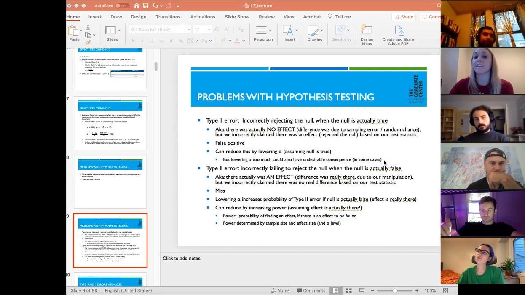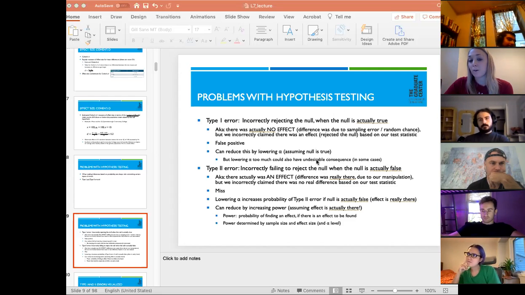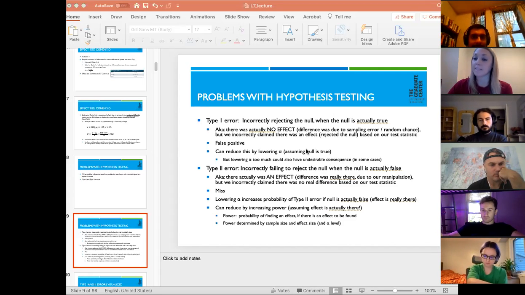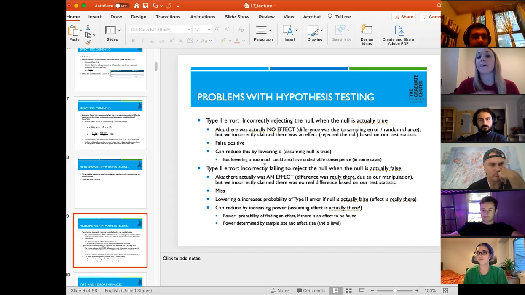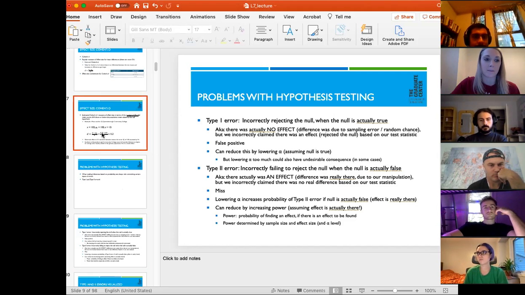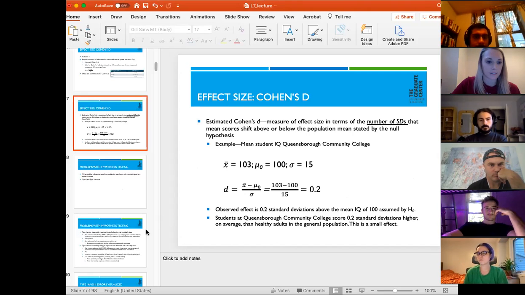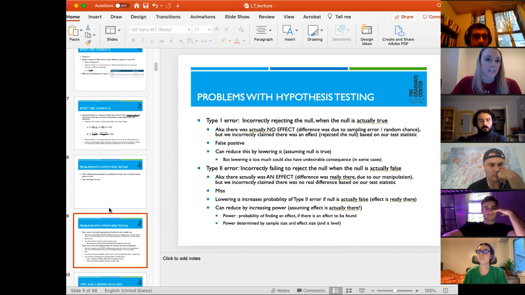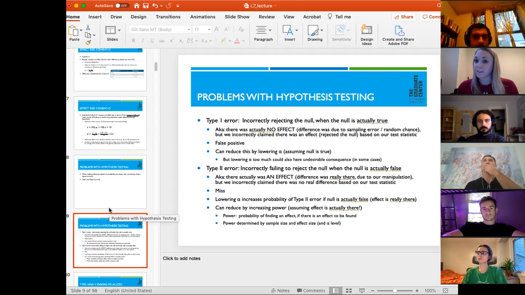The downside of lowering your alpha is that you might make your criteria so strict that you miss an effect that's actually real. That's what's called a type 2 error. Let's say you fail to reject the null because your test statistic did not meet the critical value, so it was not more extreme. Like in the park red light example we just did, where we had a Z observed of 0.75.